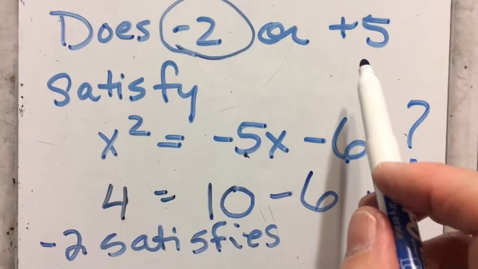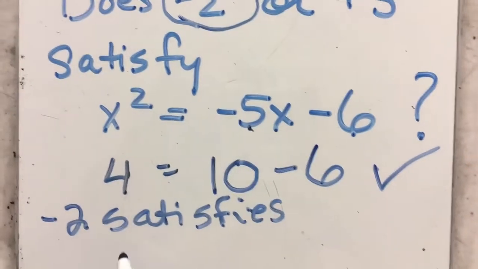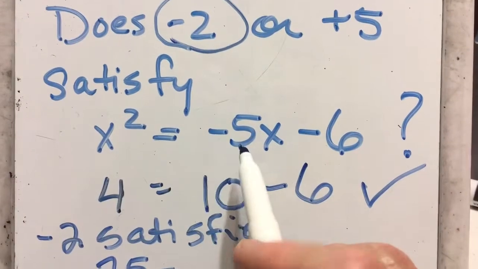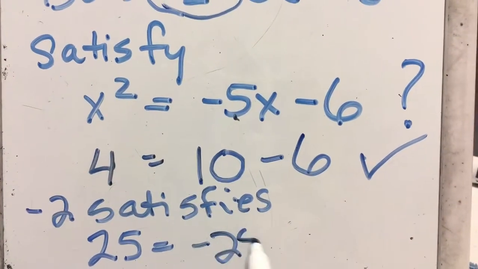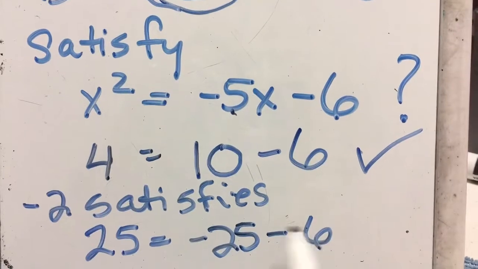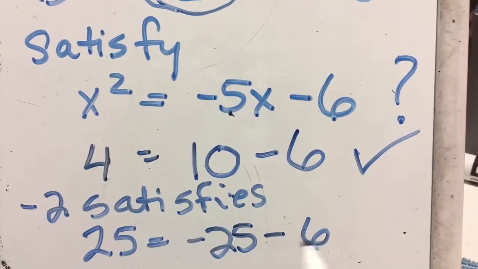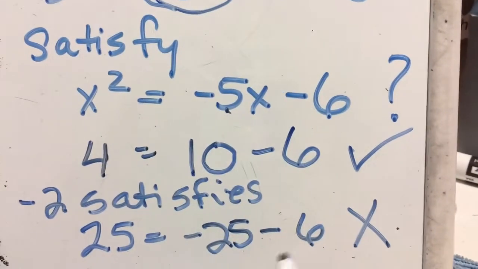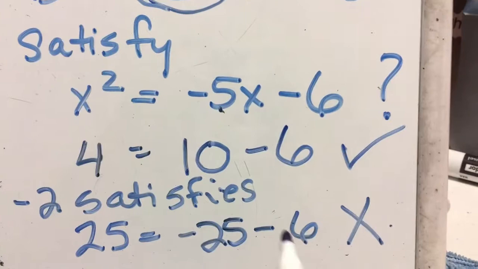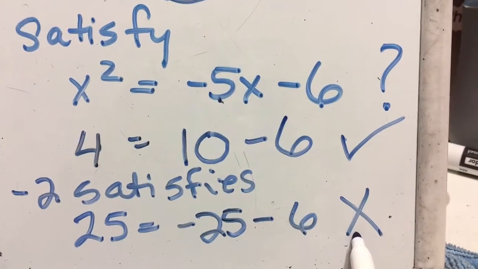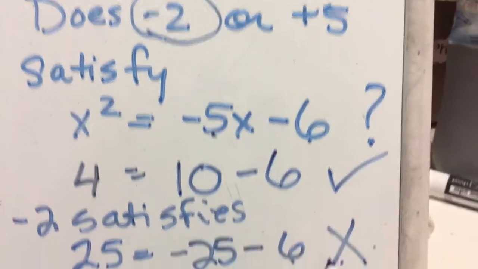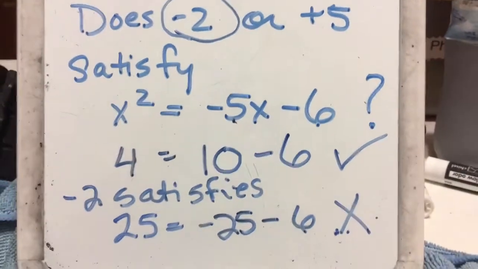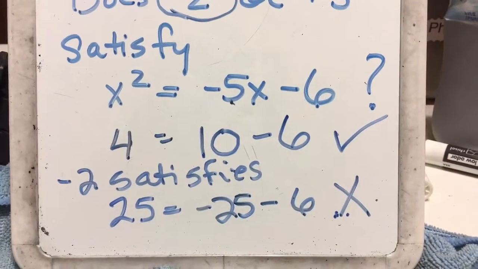Now we're going to check 5. And 5 times 5 is 25. And 5 times -5 is -25. Minus 6. So 25 is equal to -25 minus 6? No, that does not work. Okay, 25 is not equal to -31. So this one is not a solution. +5 is not a solution. And -2 is a solution because -2 satisfies the equation.